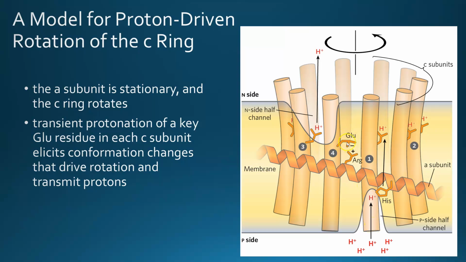In each of the C ring subunits, between them is an ion pair with a glutamate and an arginine. When the proton comes in and protonates that glutamate residue to become glutamic acid, that can trigger a conformational change, and that conformational change can trigger the rotation.